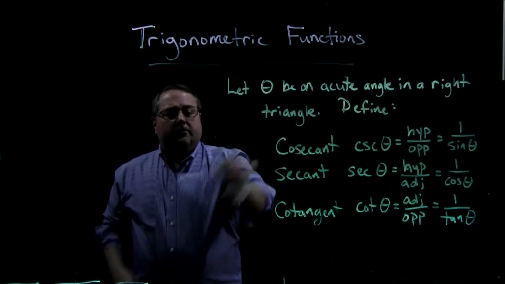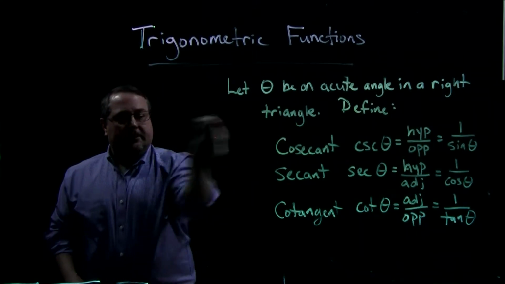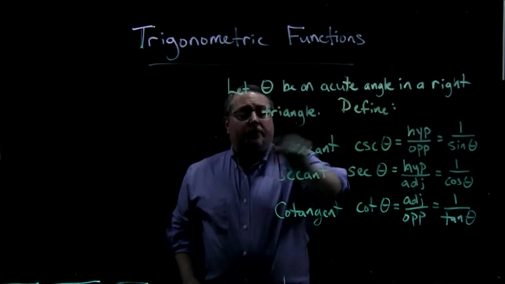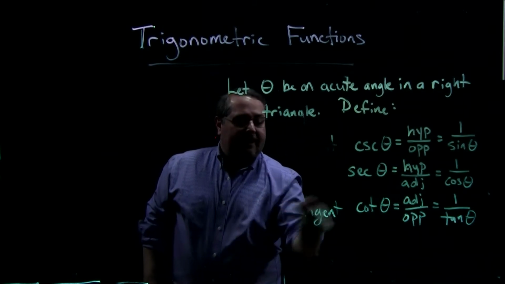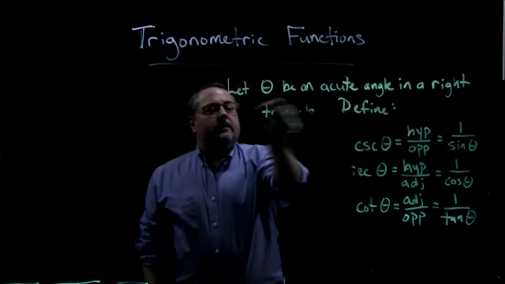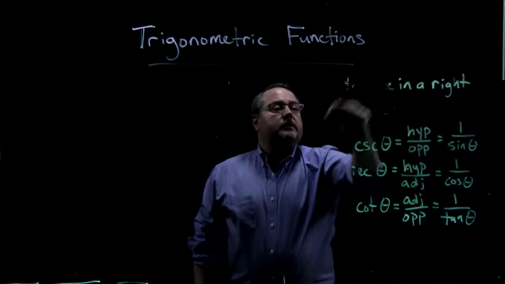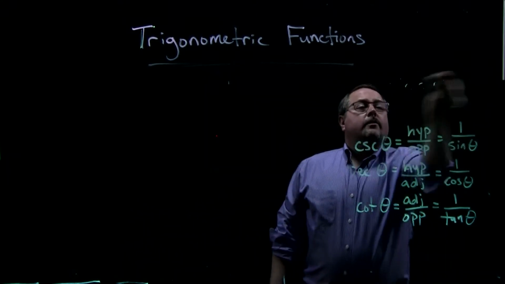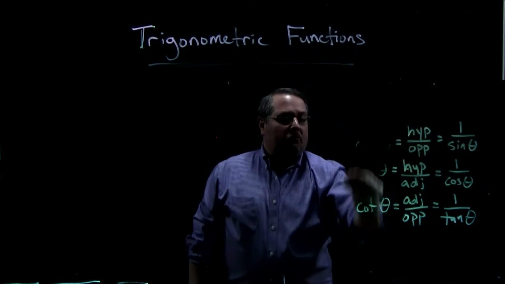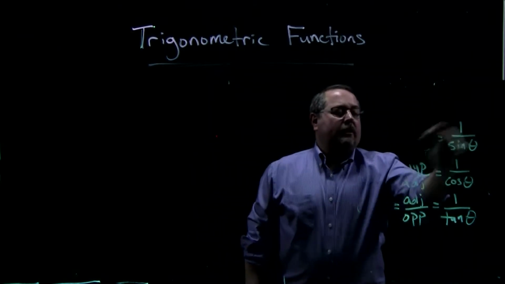Okay, so we can use these trig function definitions 2 different ways. The first is if we're given the sides of a right triangle, we can find the trigonometric functions of one of the acute angles in that right triangle.